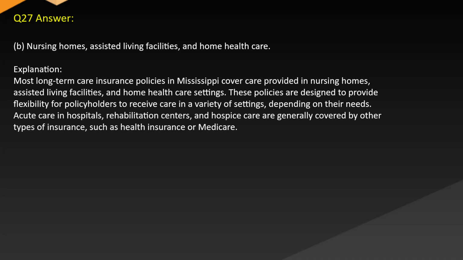Answer: B. Nursing homes, assisted living facilities, and home health care. Explanation: most long-term care insurance policies in Mississippi cover care provided in nursing homes, assisted living facilities, and home health care settings. These policies are designed to provide flexibility for policyholders to receive care in a variety of settings, depending on their needs. Acute care in hospitals, rehabilitation centers, and hospice care are generally covered by other types of insurance, such as health insurance or Medicare.